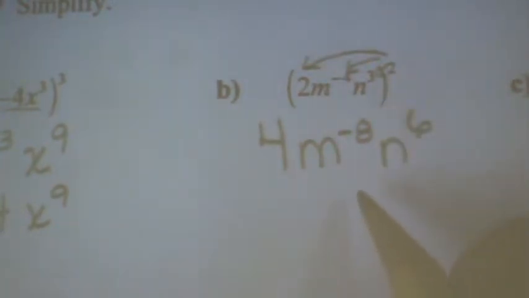How about B? We have to square all 3 of these. That, this, and that. So what is 2 squared? 4, -8, and n to the 6. Now, I don't want any negative exponents in my answer. So 4n to the 6th over m to the 8th.